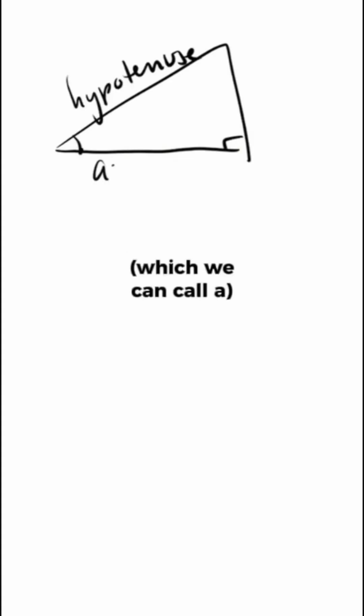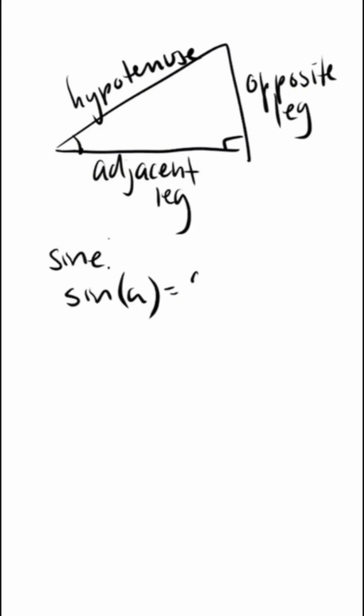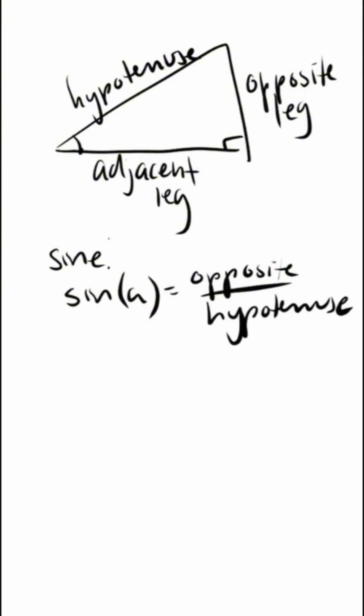So imagine we have a right triangle with the hypotenuse as shown. Now let's look specifically at this angle. The leg closer to the angle would be adjacent to the angle, and the leg further away would be opposite. So our first trigonometry function is called sine, abbreviated to sin. It's basically a fancy way of saying the opposite side of the triangle divided by the hypotenuse.